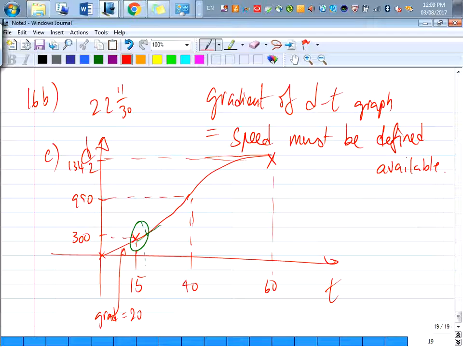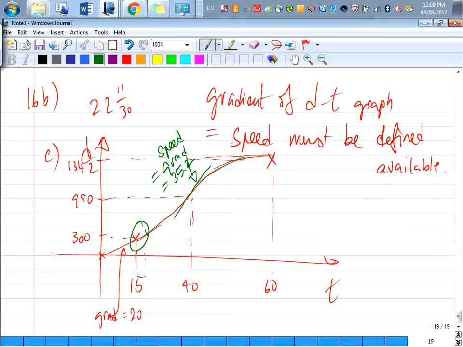Because the gradient again tells us the speed. At this region over here, I draw a tangent line, the gradient is still defined. Because I don't have sharp points, it is a smooth curve. So the speed at this point will be 32.5. Speed equals gradient equals 35.2, I'm sorry. Then the gradient decreases. As shown in your speed-time graph, the gradient drops.